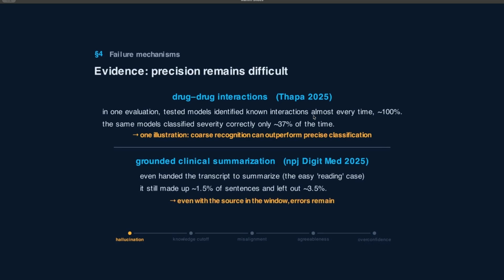There's another case below where, even if you try to ground your models, like you try to provide them some known ground truth, they can still struggle to be accurate. For example, in this case on the bottom, they handed a transcript and just asked the model to summarize the transcript. So technically there is no outside data the model needs to know. All the context is being provided, and it was still making up 1.5% of sentences and still left out 3.5% of the relevant data. So even when you provide the correct source, there are risks for the model not responding correctly.